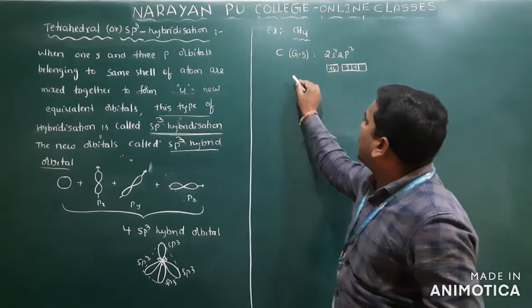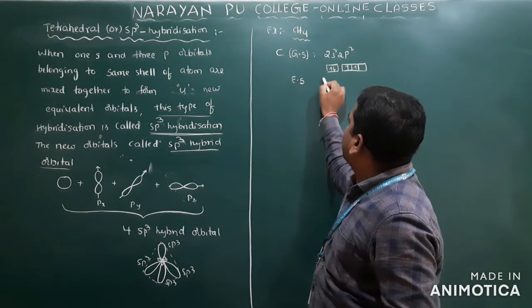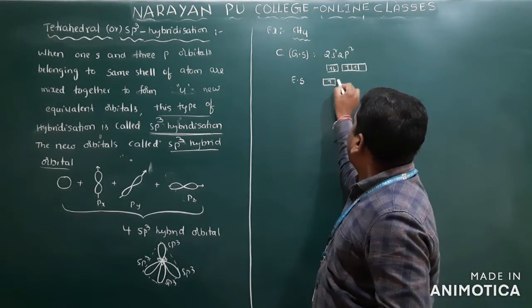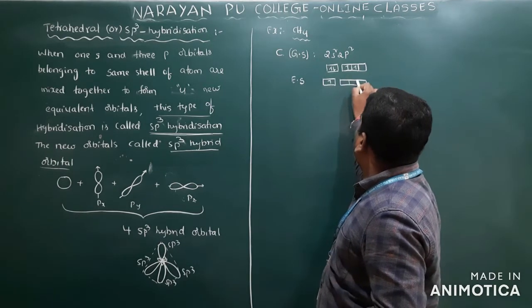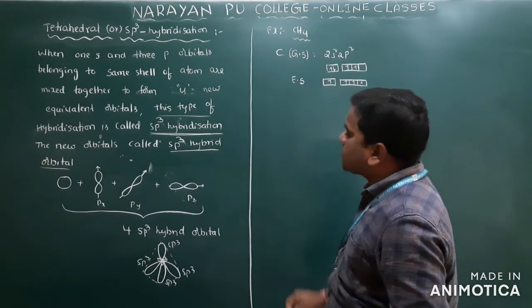So that's why we have to write the excited state. In the excited state, one of these electrons will enter into the p orbital. So totally how many orbitals do we have?